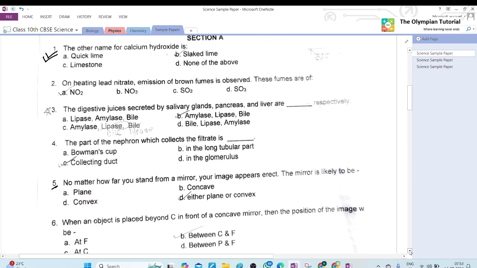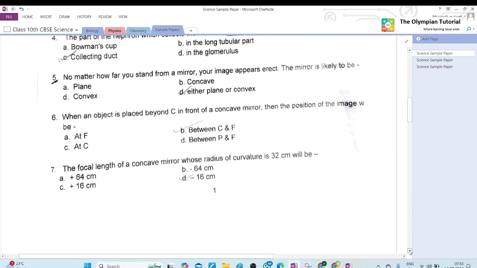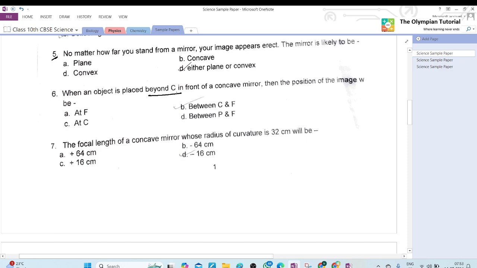As yesterday I told you, you have to put all the things with you. When an object is placed beyond C in front of a concave mirror, then the position of the image will be. Although it is an objective type question, you still have to prepare a diagram for it right now. Yes, ma'am, I've drawn a diagram in the upper side of the paper. No, right now you have to prepare it in a proper way in your notebook. Prepare it, all of you. I will check, and don't show me the old diagram. You can take help from your book, no problem.